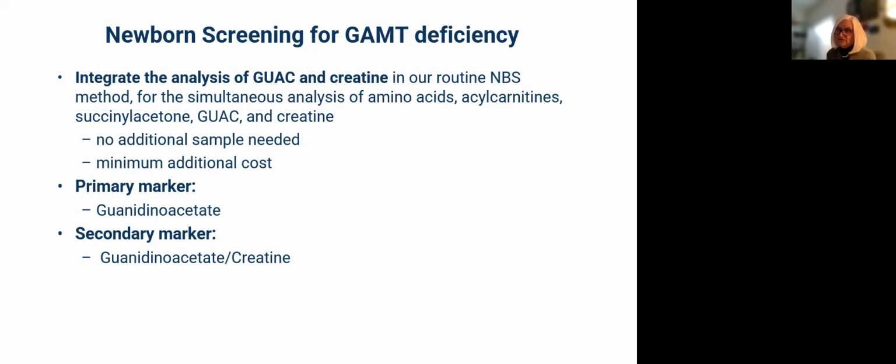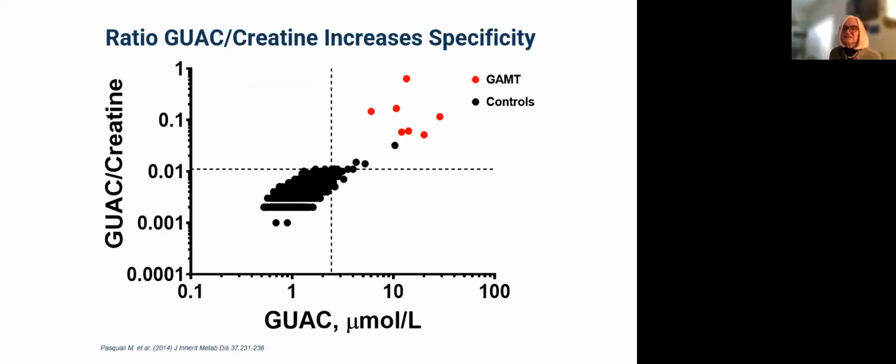The primary marker for GAMT deficiency was obviously guanidinoacetate. And because creatine is low when you have a block in GAMT, since creatine is the product of the reaction, we used as a secondary marker the ratio of guanidinoacetate to creatine. Next. And this slide shows how the specificity of the screening can increase when you are using both guanidinoacetate and the ratio guanidinoacetate to creatine.